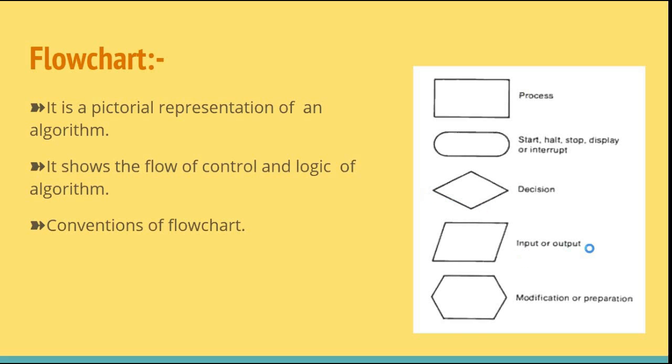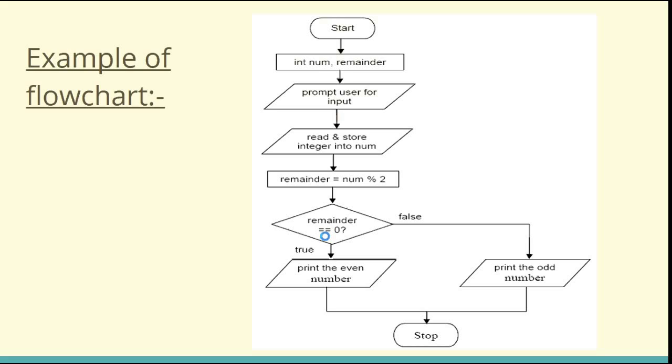Input or output is shown by a parallelogram, and modification or preparation is shown by a hexagon. It is very rarely used. And one more symbol which is not here is the small circle, which is nothing but a connector. Whenever our flowcharts extend too much so that we need to use the next page for drawing it, we simply use a circle as a connector, so it shows that it has a link with the flowchart drawn on the previous page. So it is also not used frequently.